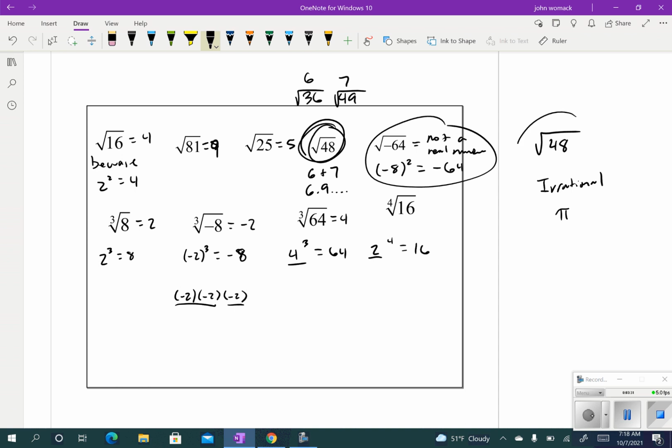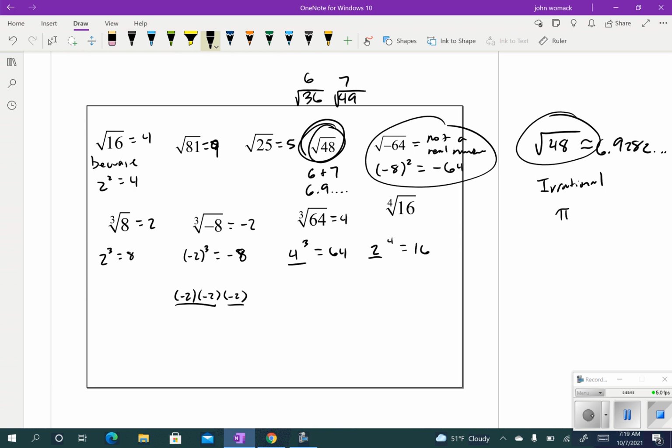So it turns out that square roots or radicals that are not perfect squares, that don't come out evenly, are also irrational. So if I plug that in a calculator, let me grab that here. Square root of 48 comes out to be 6.9282, and it just keeps going. So it's an irrational number.